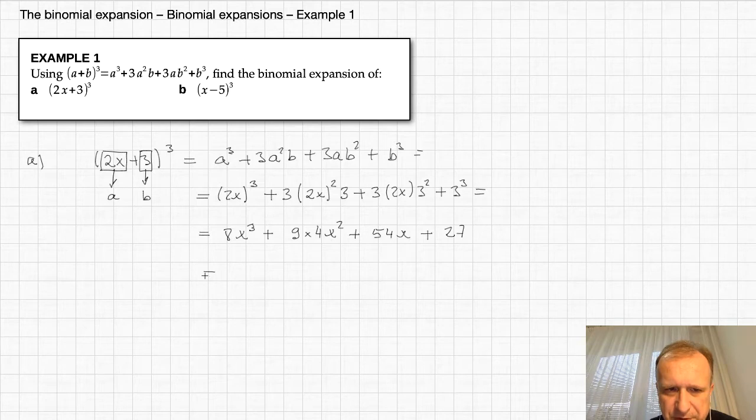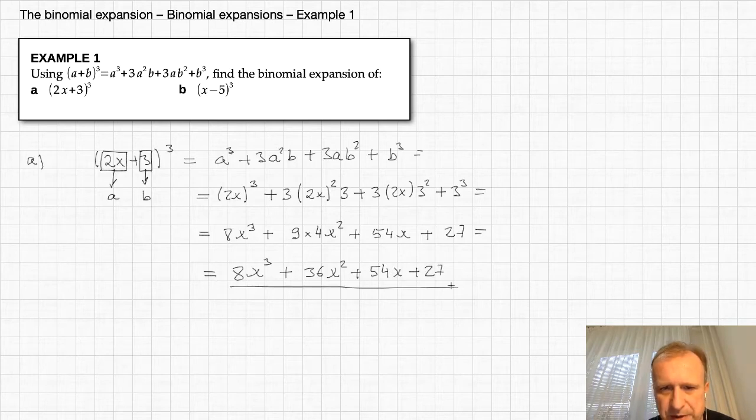So in total we can write it again. It's 8x cubed plus, now 9 times 4, which is 36x squared, plus 54x, plus 27. And this is the binomial expansion of 2x plus 3 all to the power of 3.